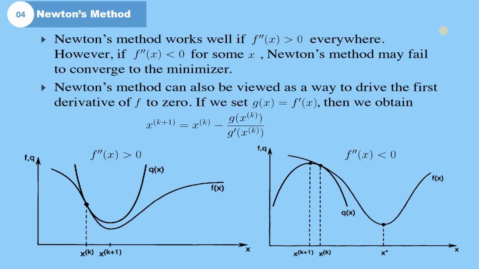Newton's method can also be viewed as a way to drive the first derivative of the function to 0. If we set g of x equal to f dash x, then we obtain x raised to k plus 1 equals x raised to k minus g of x raised to k upon g dash of x raised to k. So there are two graphs showing Newton-Raphson when the second derivative is less than 0.